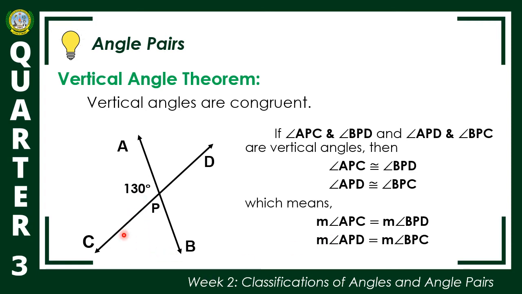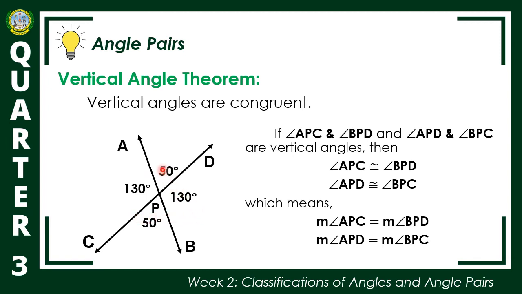So, if angle APC is 130 degrees, then the measure of angle BPD is also 130 degrees. And if the measure of angle APD is 50 degrees, then automatic po, the measure of angle BPC is also 50 degrees. If you can notice din po, pag pinagsama-sama yung apat na angles po, lagi pong ang sum ay 360 degrees. Okay? So, tandaan niyo yan. Laging ang sum ay 360 degrees.